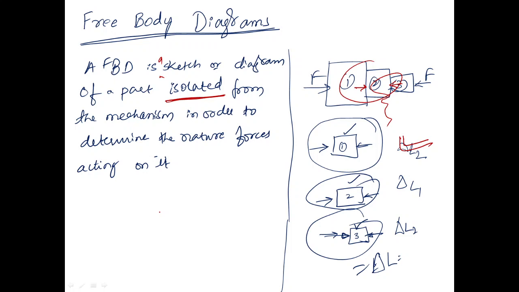Now let us consider one example here. It is a 4-link mechanism. Let us analyze how the force representation is going to be done on the elements or the links, as well as the free body diagram of individual links.